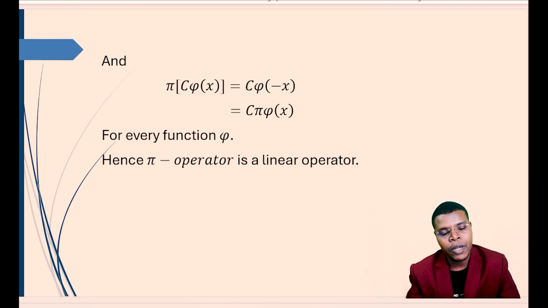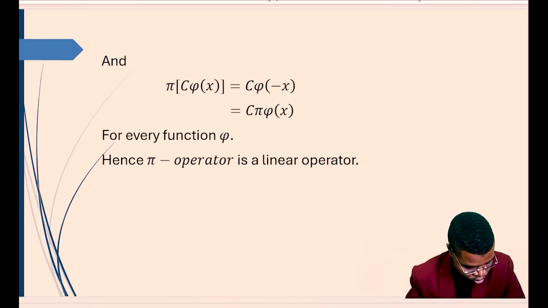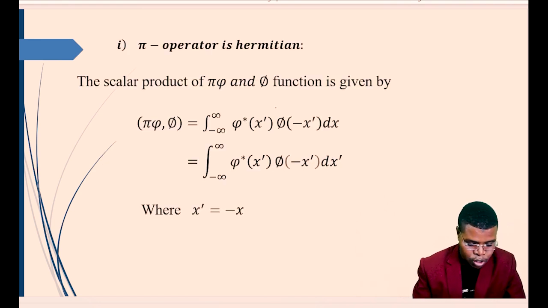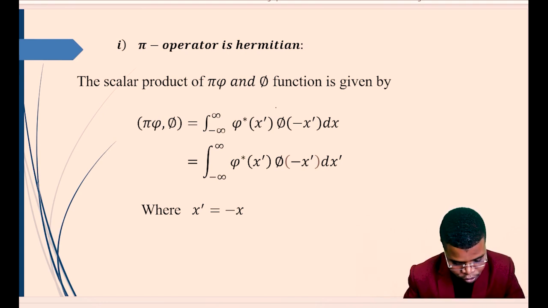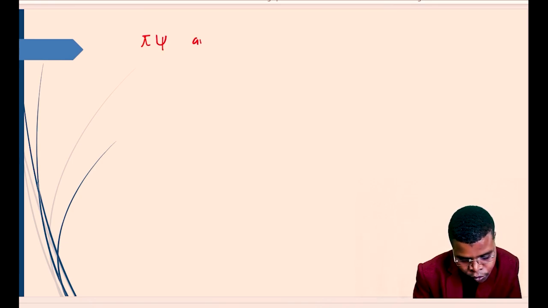So this is one of the properties of the parity operator. Let us talk about the second property: the parity operator is a Hermitian operator. Let us prove how the parity operator is a Hermitian operator. Suppose you have two functions, ψ and φ.